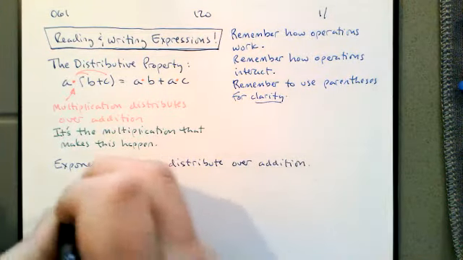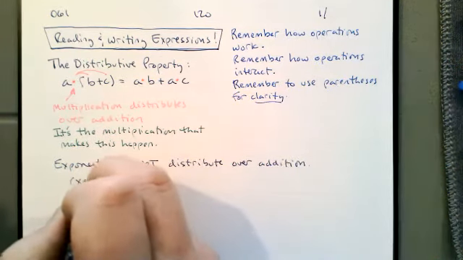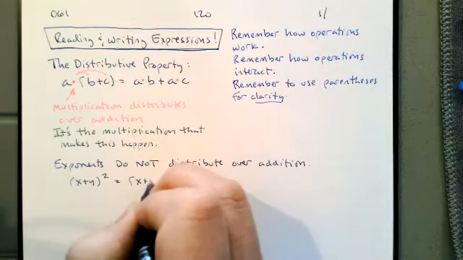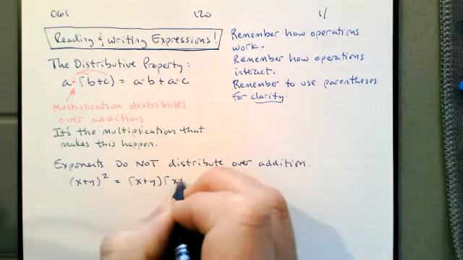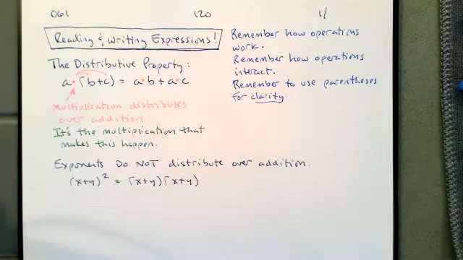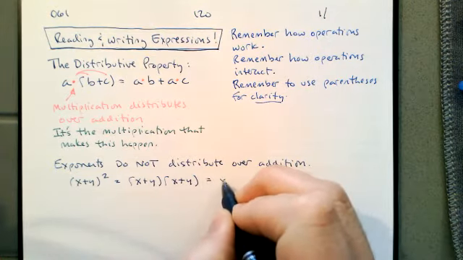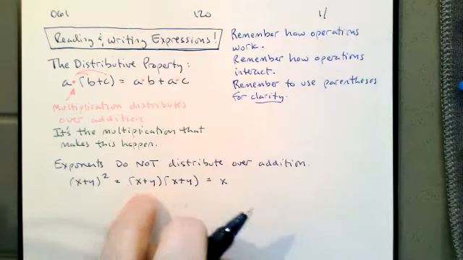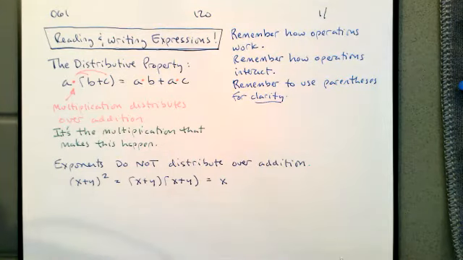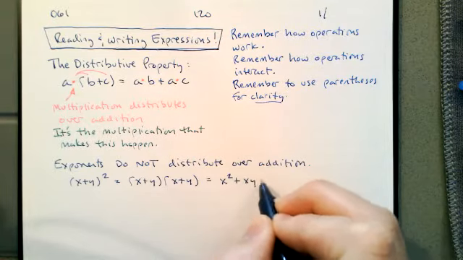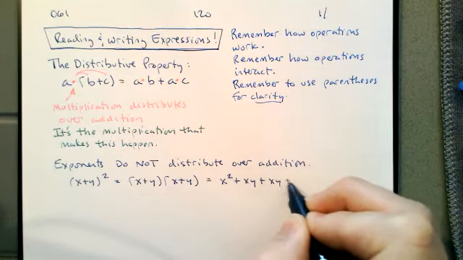If I have an expression that says, say, x plus y squared, this means x plus y times another x plus y. We cannot just square the x and square the y. So we would have to multiply it all out with more distributive property, because now it's multiplication, and multiplication distributes over addition. So this is going to be x squared plus xy plus another xy plus y squared.